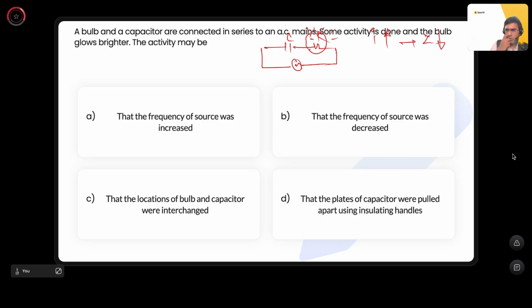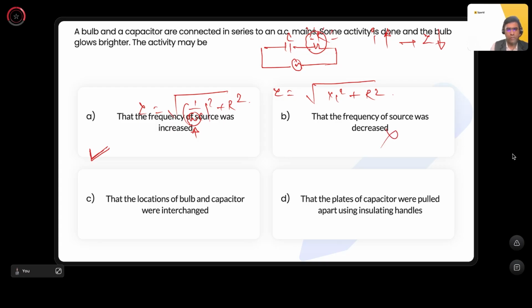All right. So let's write the value of Z. It will be the square root of XC square plus R square. Now XC is what? 1 upon omega C. So I can write it as 1 upon omega C whole square plus R square. Now Z you have to decrease. So if you increase the omega, this entire fraction will decrease, so Z will also decrease. So the frequency of the source was increased.